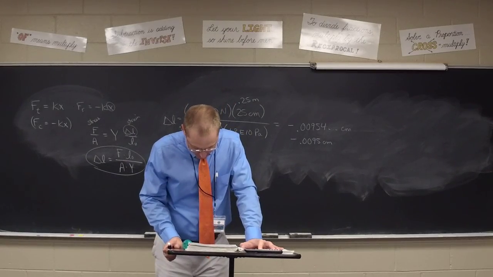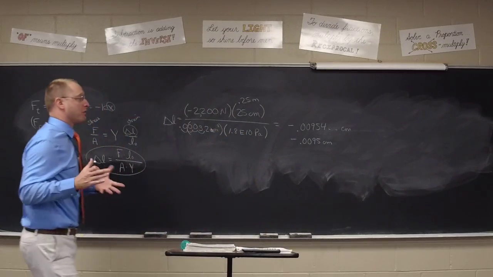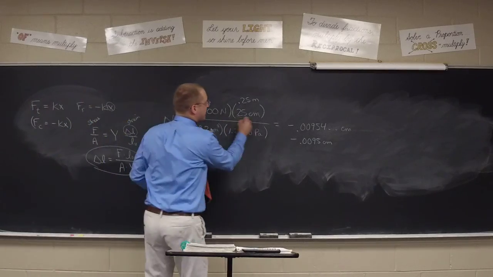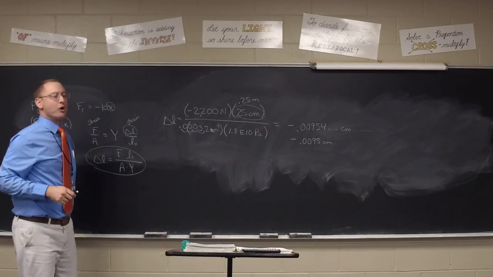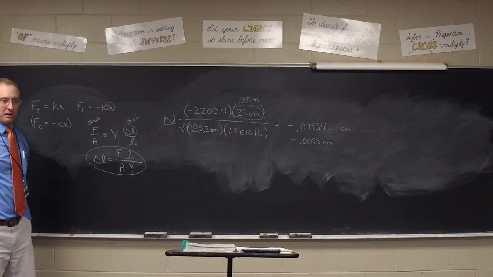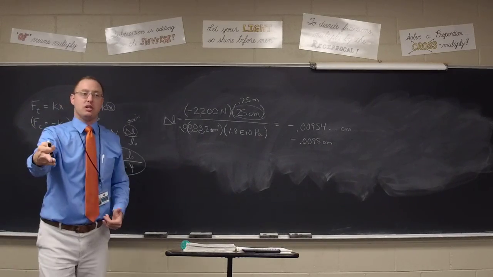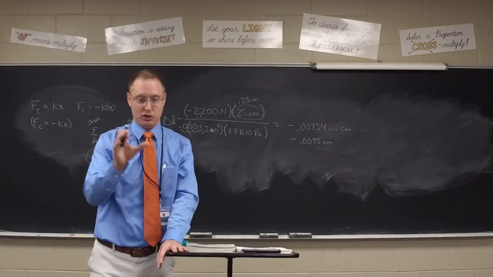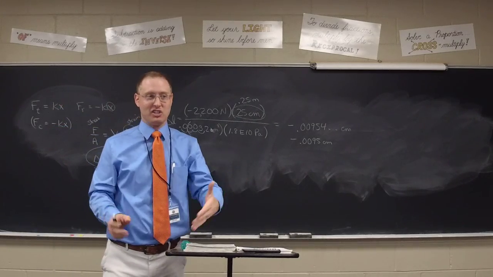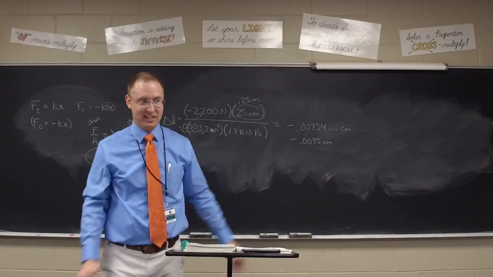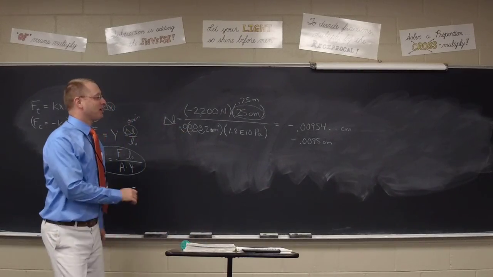But it says find the length of the bone. Well, the bone was 25 centimeters, right? How do I find the length of anything after something's taken place? Well, you would add the change, correct? So if Kendall grew 2 inches, take her height before, add 2 inches, that's her height now, right?